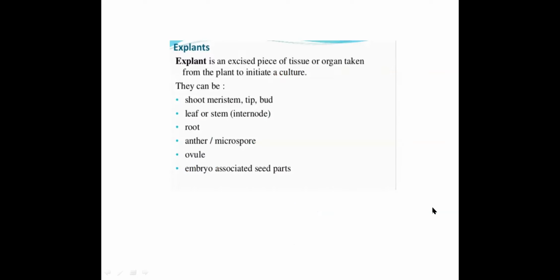So before going into the micropropagation technique and the uses of it, we must know what an explant is. An explant is an excised piece of tissue or organ taken from the plant so that you start the micropropagation process. So for starting a micropropagation process, the first thing you need is an explant. It's a bit of the plant part. It can be a stem, a shoot, a meristem, a tip, a bud, or a leaf. It can be a node or an internode, an axillary bud, terminal bud, root, anther, microspore, ovule, nucellus.